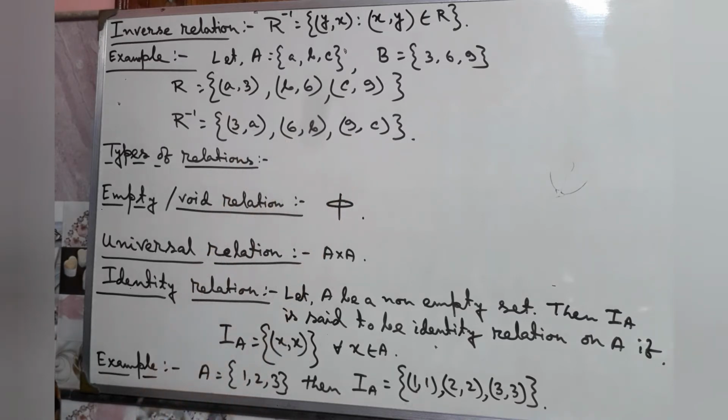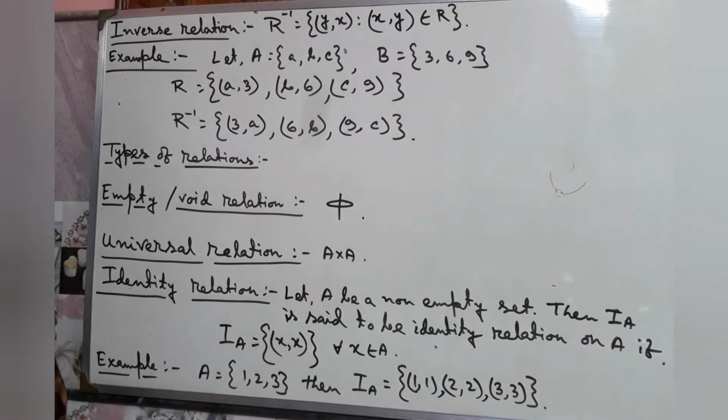Now the types of relation. At first, the empty relation or void relation. As you know, phi is a subset of all sets. So phi is the empty relation, having no element. Universal relation. A relation R will be a universal relation on a non-empty set A if R is equal to A cross A. As you know, A cross A is also a subset of A cross A. So if the relation R is equal to A cross A, ultimately it will be a relation, and that type of relation is known as a universal relation.